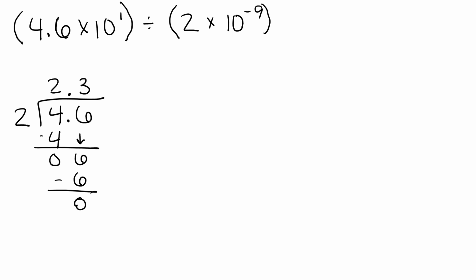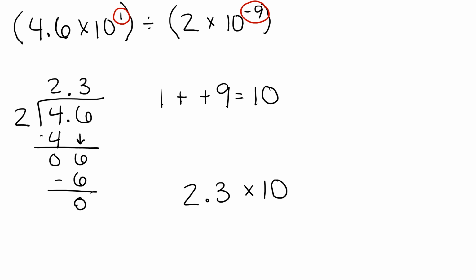When it comes to our exponents, we're dividing, so we subtract our exponents. 1 minus negative 9. You cannot have a minus and a negative side by side like that, so we change them to addition signs. And 9 plus 1 is going to give us 10. We write our answer using both pieces, 2.3, always times 10, and it's to the 10th power.